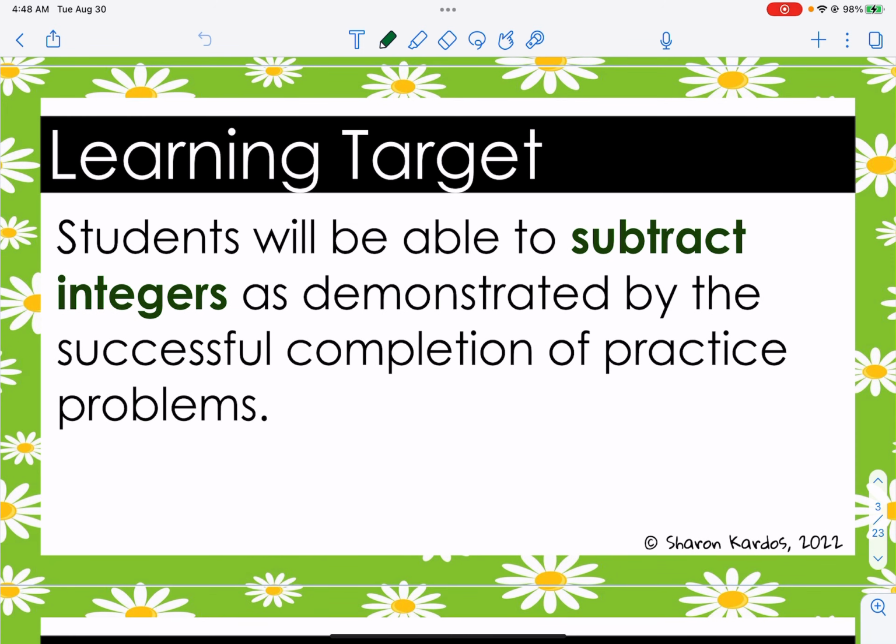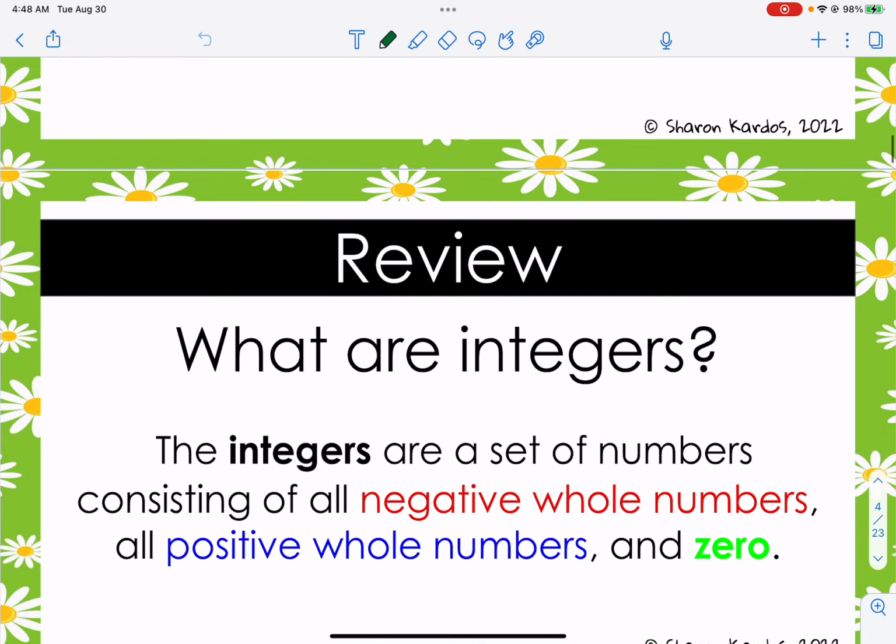Remember, as we go along, if you need to pause the video to work some problems and then come back to the video to see if you got them correct, that would be a great way to use this video for practice. So our learning target for today is that we'll be able to subtract integers, and we're going to show that by completing lots of practice problems here.